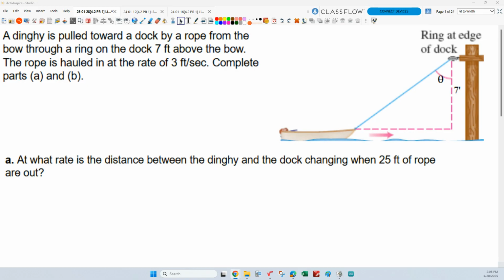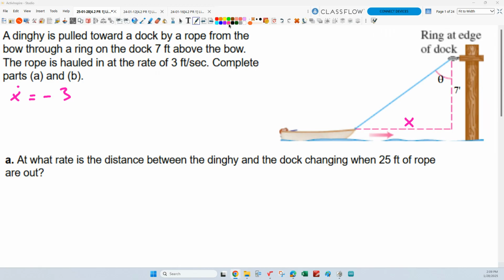Was the dinghy moving towards it off the X? Okay, yeah, so the horizontal distance is x, right? Changing at 3 feet per second. Okay, good. So if we call this distance right here x, x dot, good. Then we know that x dot equals -3. Very good.